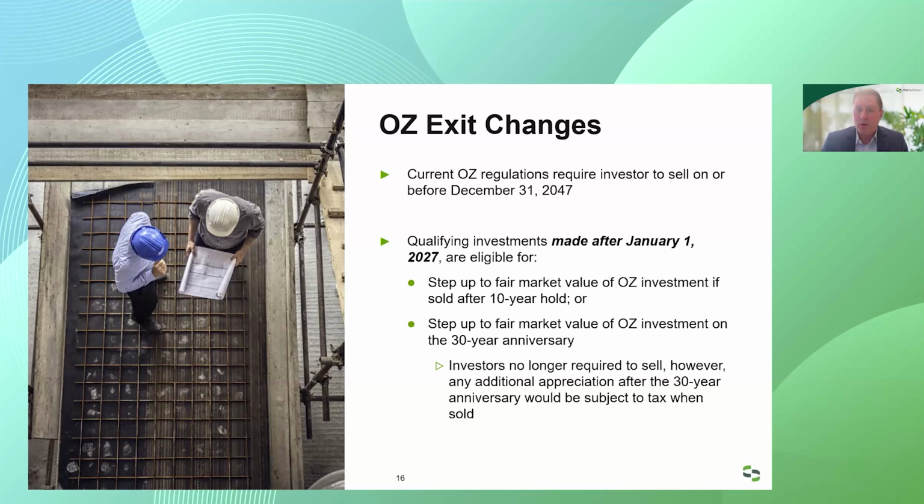Under the new 2.0, with investments made after January 1st, you're still going to have the same 10-year hold. However, at the end of the 30-year anniversary, if this is a great project and it's not something that you want to hang on to, you're going to have the ability to elect to step up the basis at that point. And if you hold it beyond that 30-year period, any additional appreciation after that 30-year anniversary would also be subject to tax when that investment is sold. Now, I don't know about you all, but holding any kind of investment after 30 years is a long time down the road, but that is something they did add into these rules.